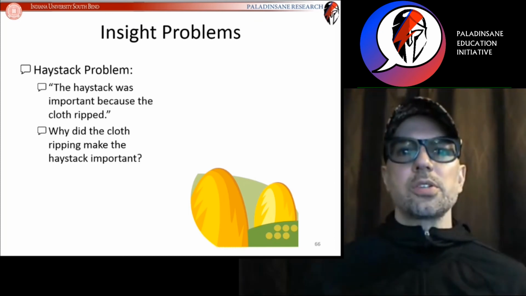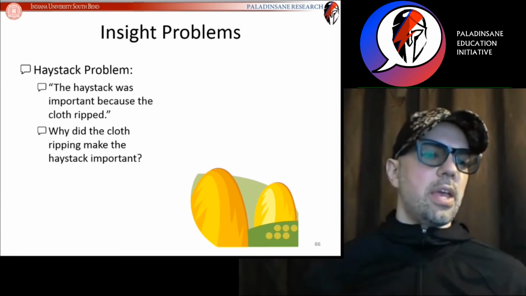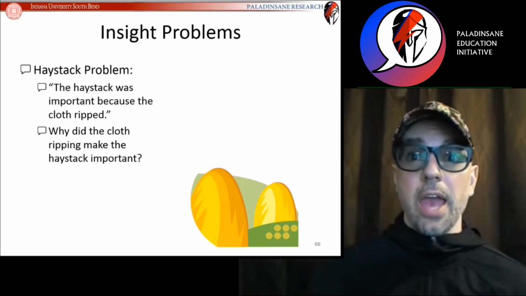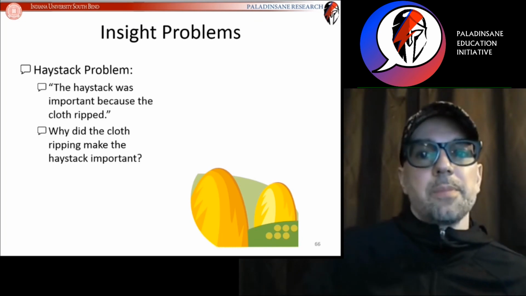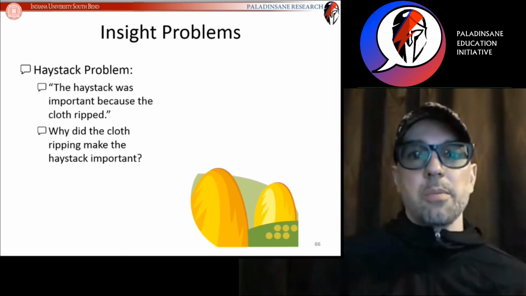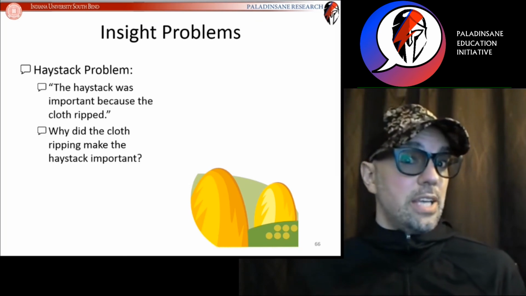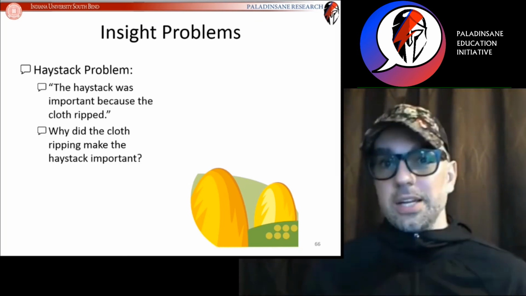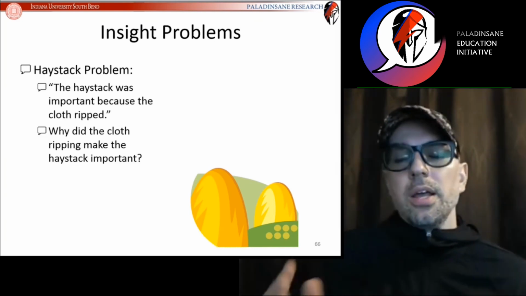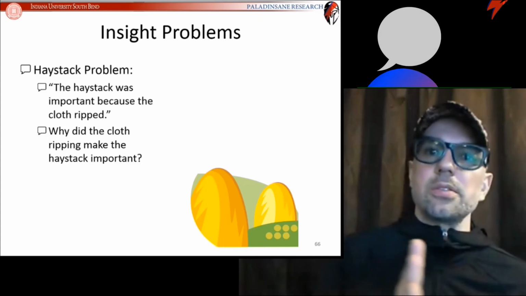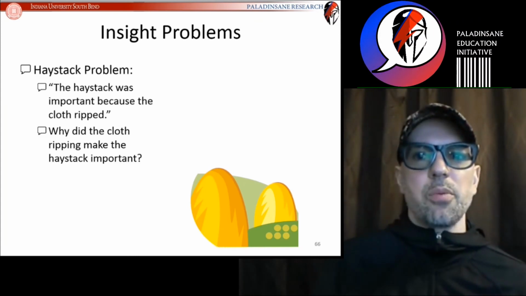So there could be numerous reasons why a cloth ripping could make a haystack important, right? Maybe the cloth was carrying hay. Maybe they were carrying hay to go feed the cows, and the cloth ripped, and all the hay fell out. So now the haystack became important because they had to get more hay. Maybe there was the proverbial needle in the haystack, so they needed a needle to sew up the cloth. So all of a sudden the haystack became very important. Maybe there's thousands of other possibilities in terms of why a cloth ripping could make that haystack important.